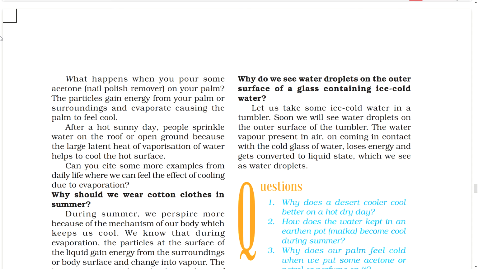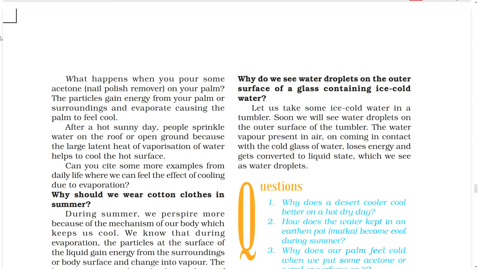After a hot, sunny day, people sprinkle water on the roof or open ground because the large latent heat of vaporization of water helps to cool the hot surface. Can you cite some more examples from daily life where we can feel the effect of cooling due to evaporation?